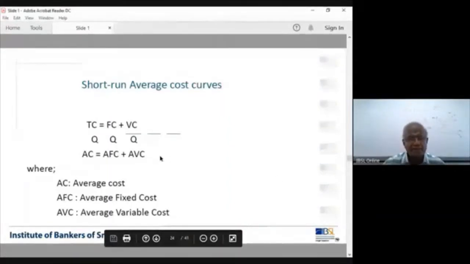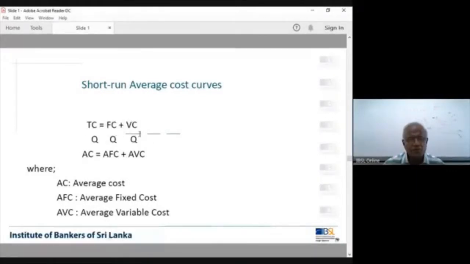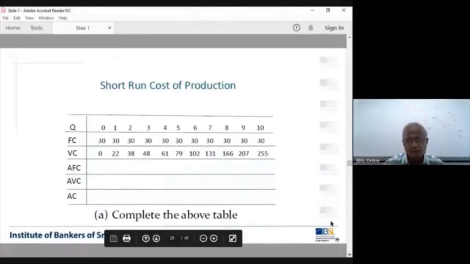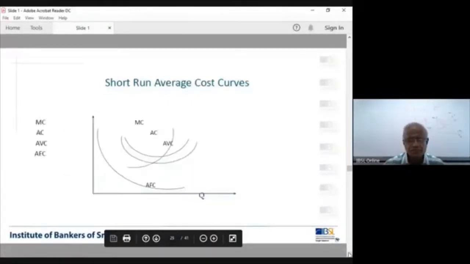Now, at each output level, TC divided by output Q gives average cost, FC over Q is average fixed cost, VC over Q is average variable cost. Generally, if you plot these curves, this is the shape of the curve. AFC is continuously falling.